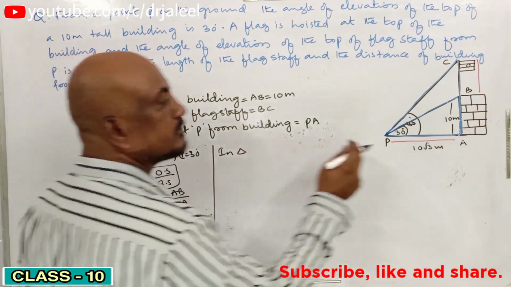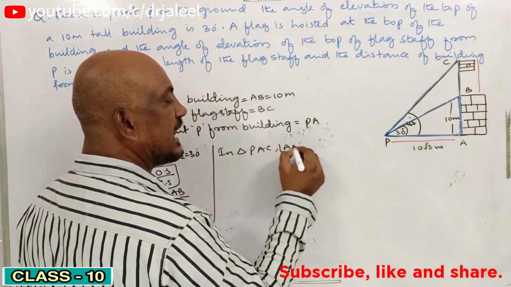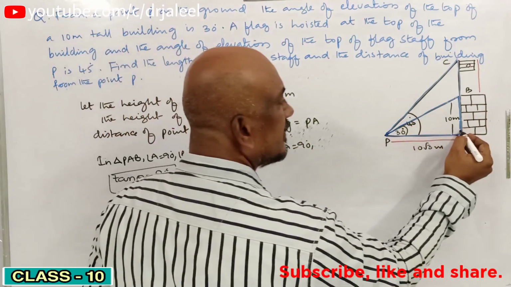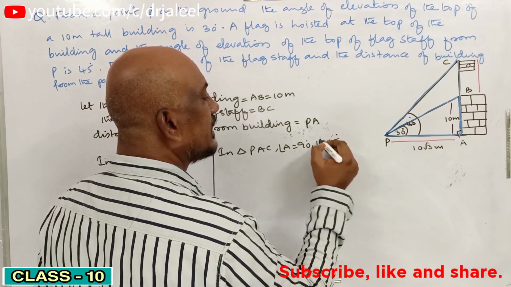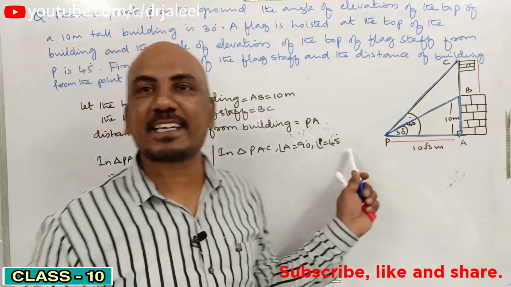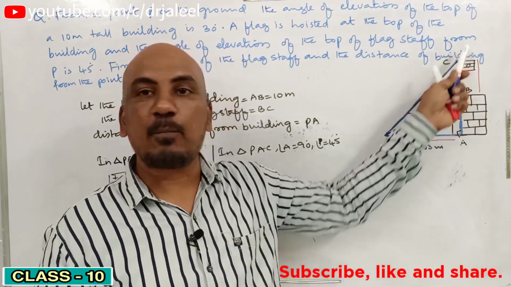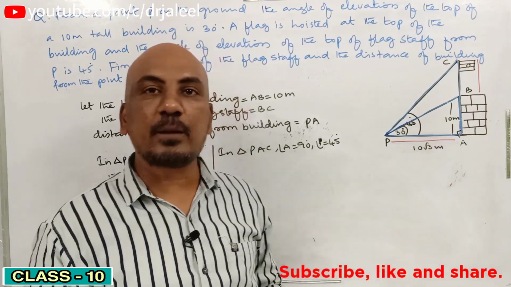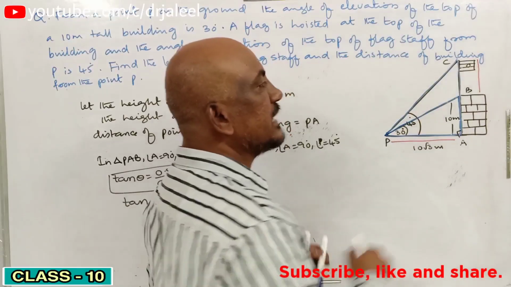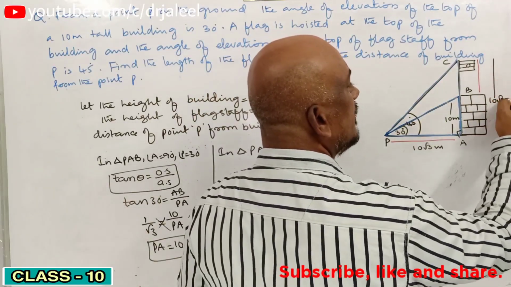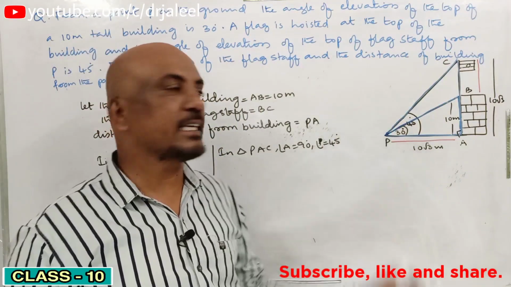In triangle PAC, angle A is 90 degrees and angle P is how much, beta? Angle P is 45 degrees. Children, whenever the 45 degrees comes, I gave you one clue, one hint: whenever the angle is 45, the opposite side and the adjacent side both will be equal. When the adjacent is 10 root 3, the opposite will also be 10 root 3. This total, how much will it be? 10 root 3 meters. But we will do it here. We will not directly give the answer.